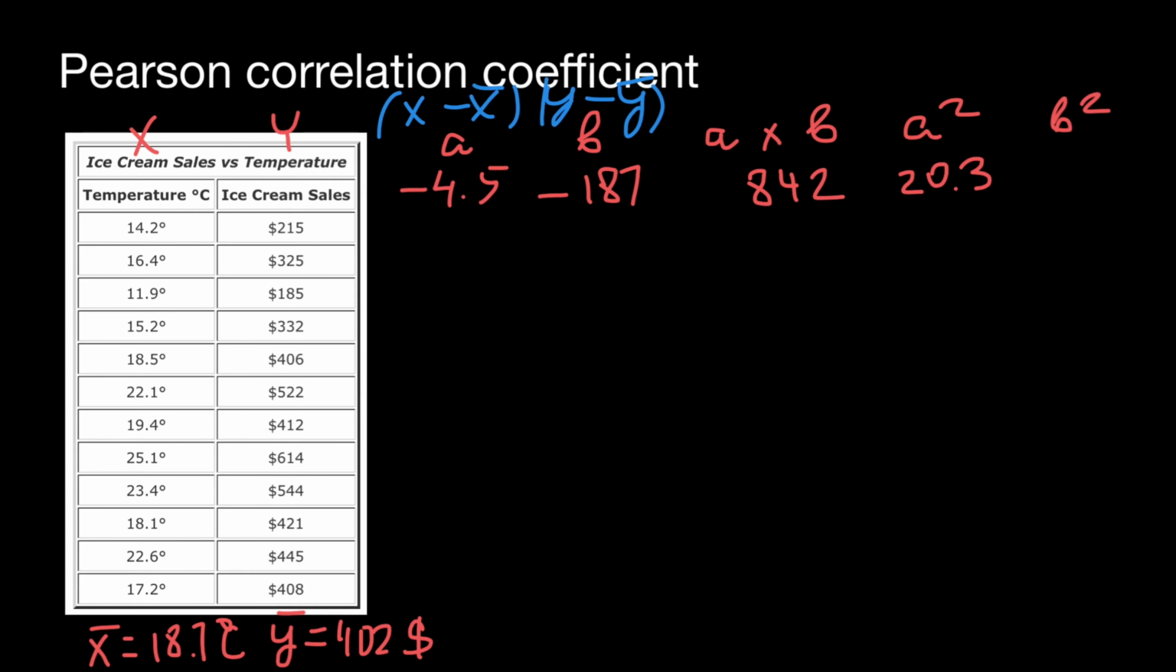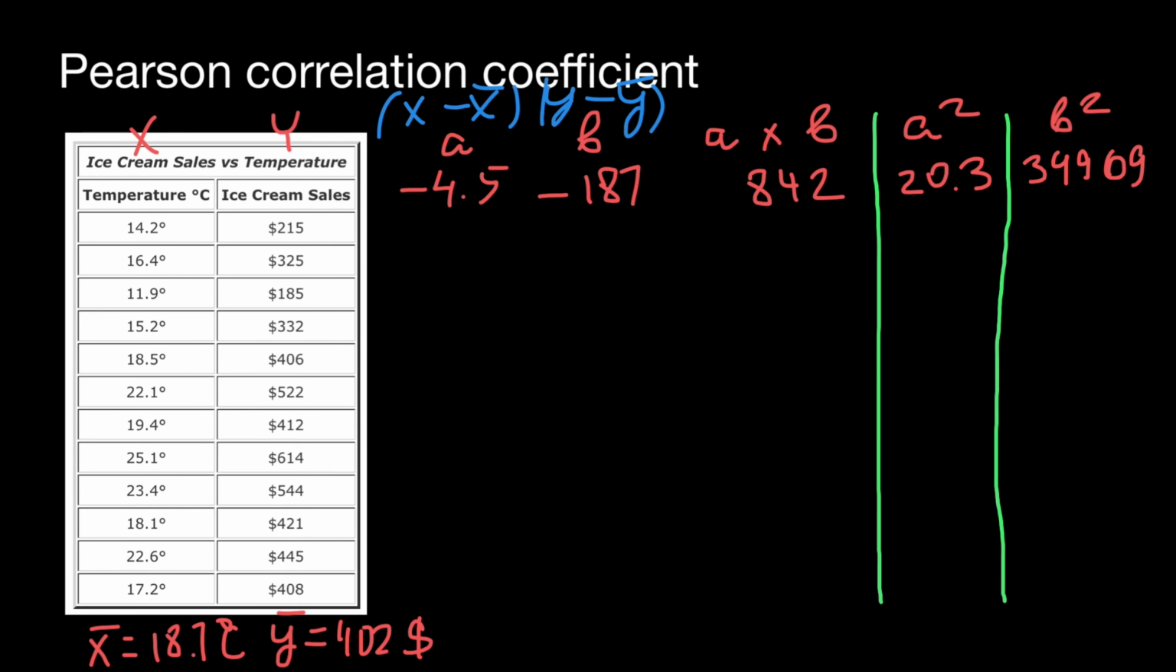20.3. And for b squared, we just have to take this number and square it. And we are going to get here 34,969. And we also have to build columns here. And we have to do the same operations for each row.